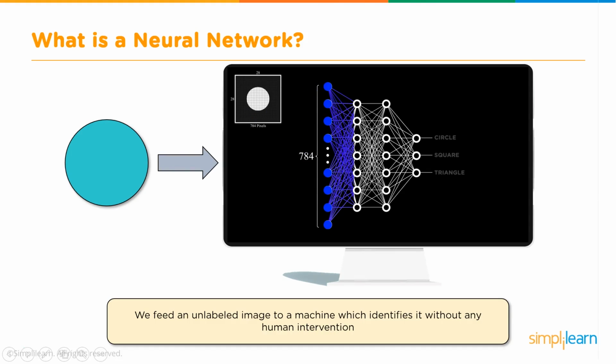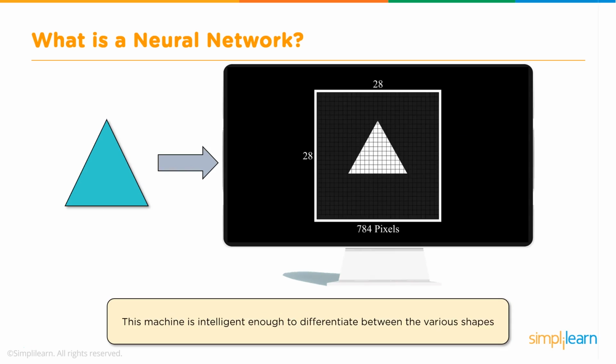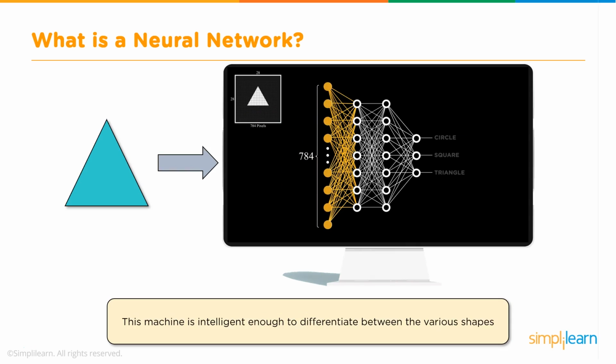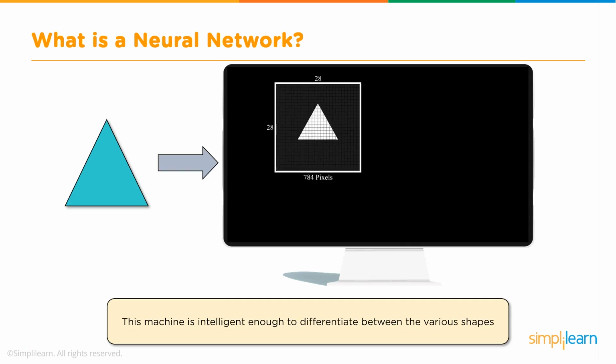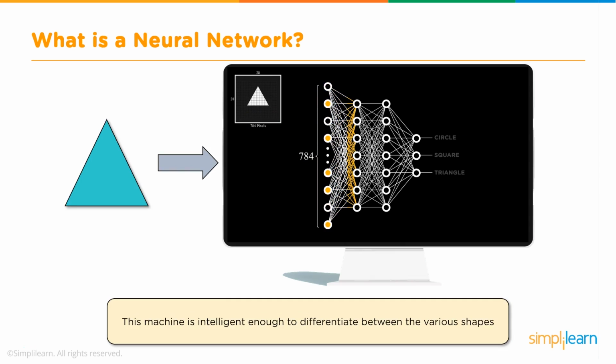And so you can see here we have a circle that comes in at 784 pixels, 28 by 28. And you can see how it colors in the circle on there. And then we put a triangle in. The triangle also comes in as 28 by 28, and it has 784 pixels. So you'll see between these two, both of them are 784 pixels. This machine is intelligent enough to differentiate between the various shapes.